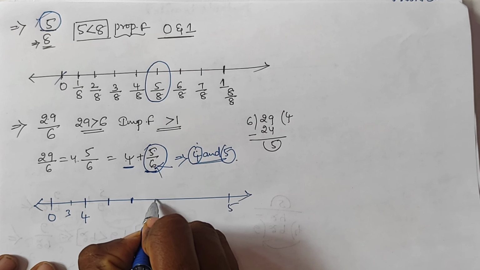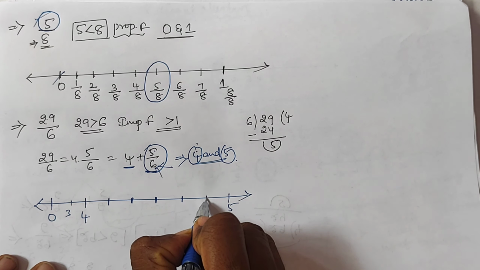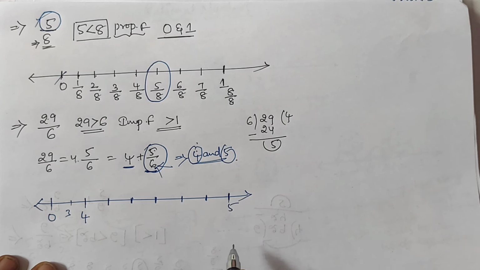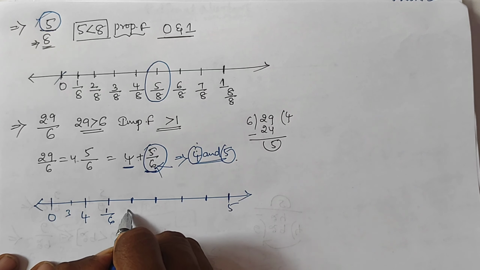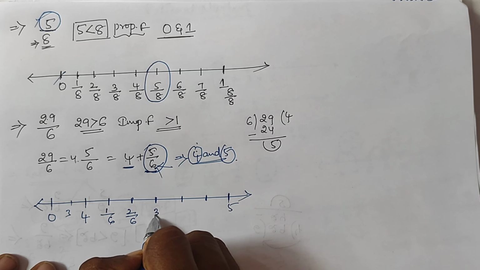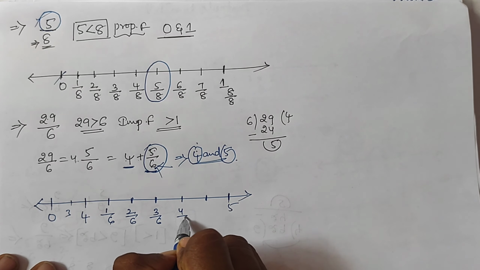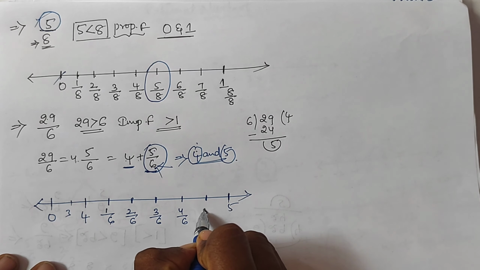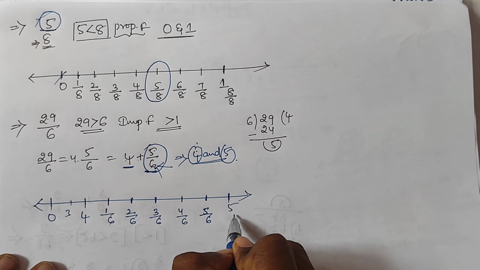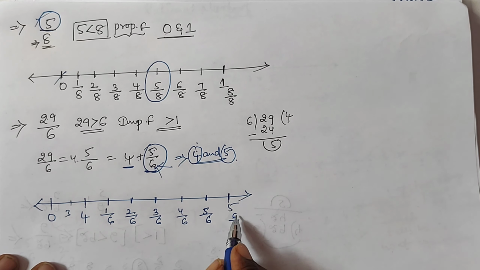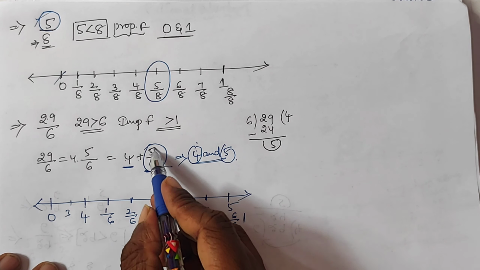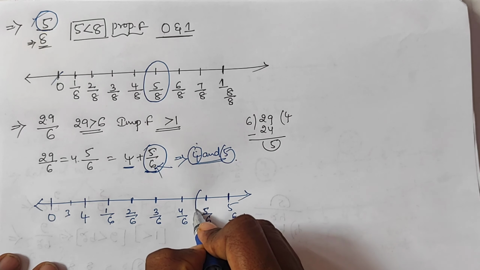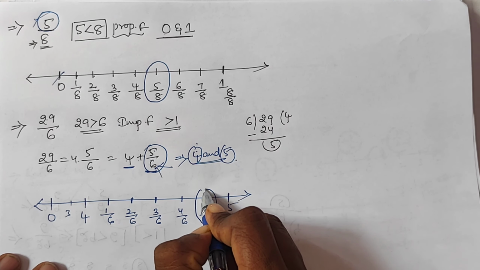1, 2, 3, 4, 5 and 6. 6 equal parts. Nothing but 1 by 6, 2 by 6, 3 by 6, 4 by 6, 5 by 6 and 6 by 6. 6 by 6 means what? 1. Nothing but 4 plus 1 becomes 5. Now we need 5 by 6. So here it is 5 by 6.